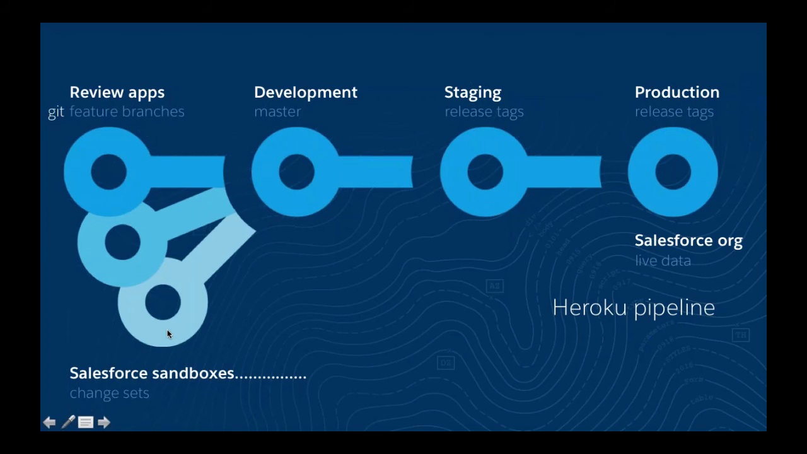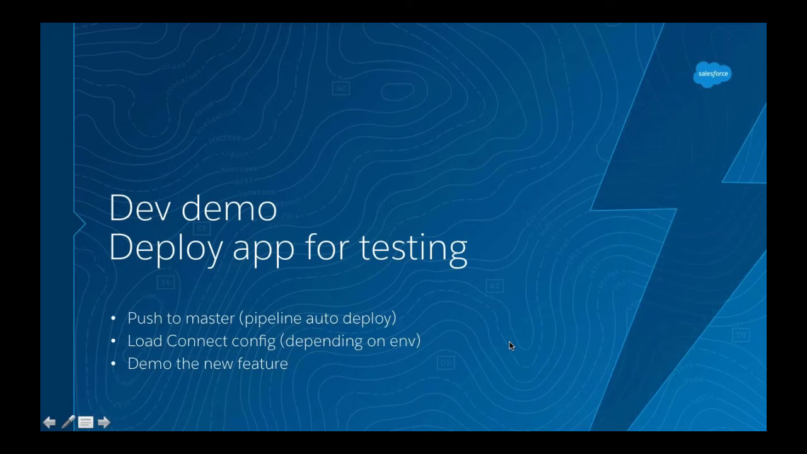You can do review apps, and review apps are an amazing feature that Heroku pipelines provide, where when you open a feature branch, you can automatically have a whole new application booted up just to demonstrate and test what is contained on that feature branch. But for sake of simplicity right now, we're going to demonstrate what it looks like to merge a pull request and see it deployed to the development environment and actually see it go live. All right, so here are the bullet points that cover what I just said. We're going to push to master, use pipeline auto deploy. Then we're going to load the connect config, and then we're going to actually demo this new feature we've added.